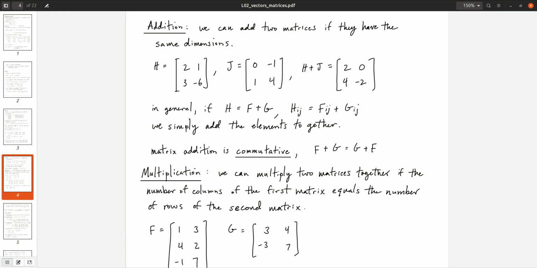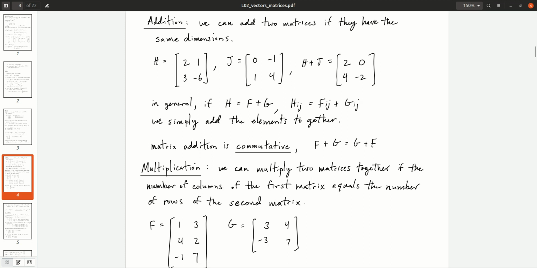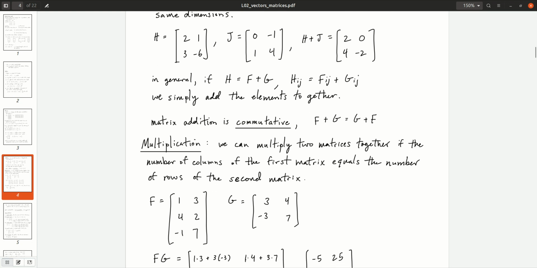So in general, if we define a matrix H to be F plus G, the ij element of H is equal to the ij element of F plus the ij element of G. So this is just a more general way of stating that we just add the corresponding elements together. Matrix addition is commutative. What this means is that if we do F plus G, it's equal to G plus F, which makes a lot of sense because if we took this equation and put the G first, you get the same answer.